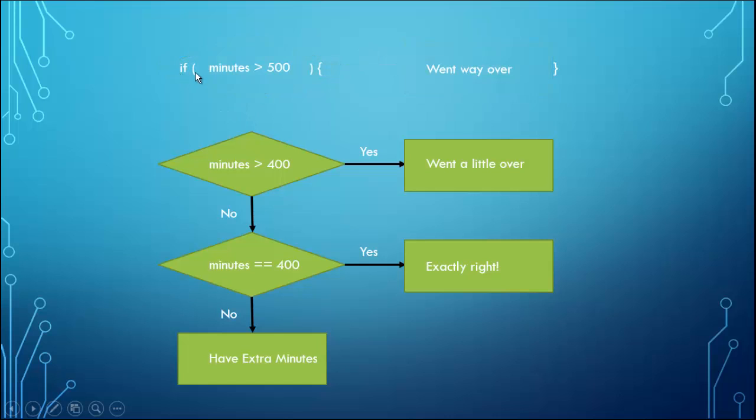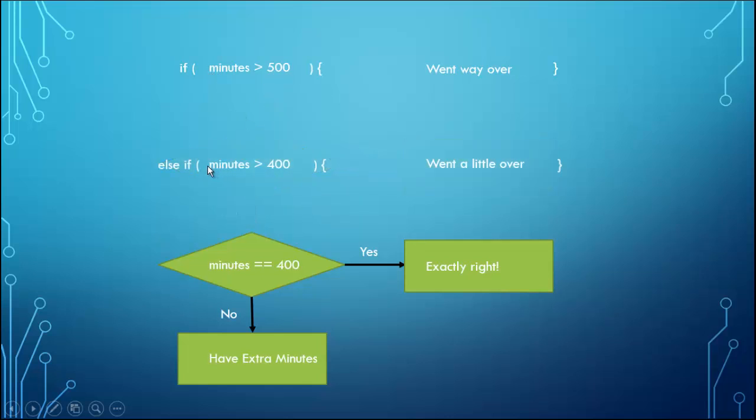So the first condition we do exactly the way we've done before. We say if minutes is greater than 500, and I won't translate this section into Java code, but we'll just have our message they went way over. But here, we really don't want a separate if statement, because if they use 600 minutes, for example, both of these two if statements would be true. If minutes is greater than 500 would be true. If minutes is greater than 400 would also be true.